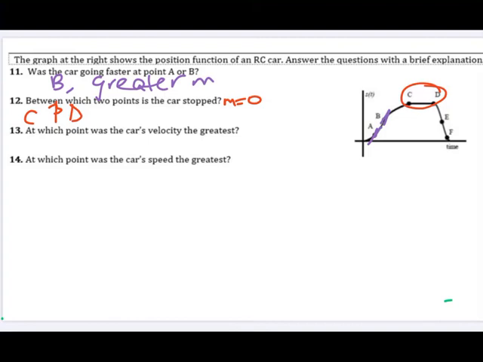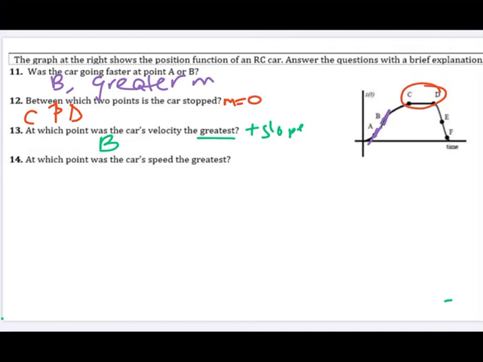13 says, at which point was the car's velocity the greatest? So the velocity will be the greatest when we're looking for the steepest positive slope, which is positive because velocity has sign and we are looking at greatest. So the greatest velocity would be at point B, since it looks like A, B, and C are the only points that have a positive slope anyways.